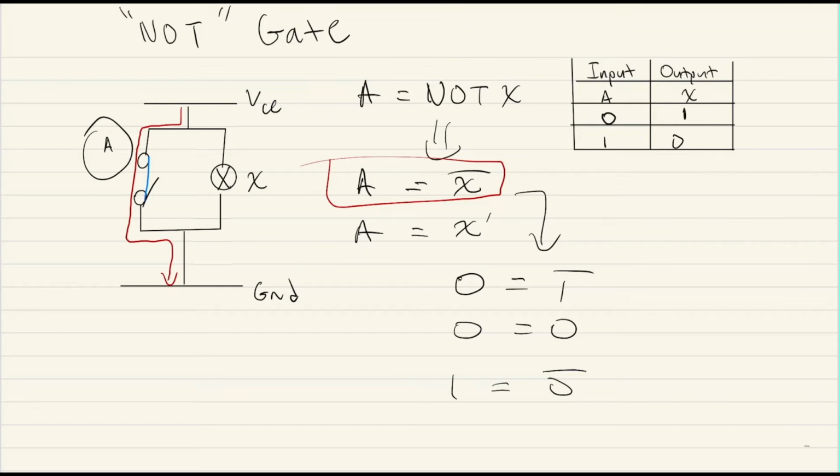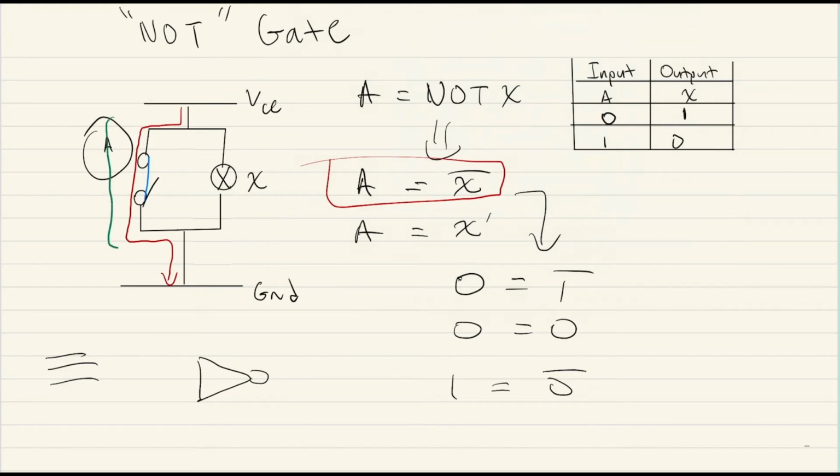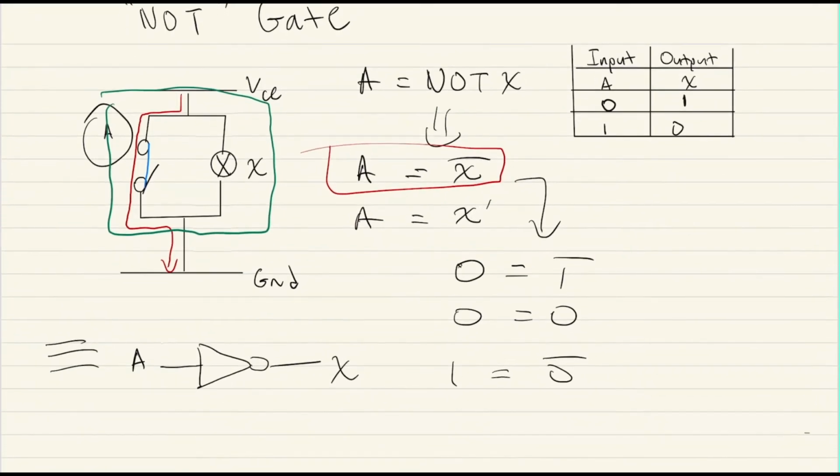How we can represent what we just did is with this gate over here. Essentially this is this portion of the circuit, the green portion. We can just put a VCC, and we can put A, which was our input, and then this was our output. We don't even need to put the light bulb because we know that the light bulb is the output X. This is the equivalent of what we just did. It can be represented with a gate.